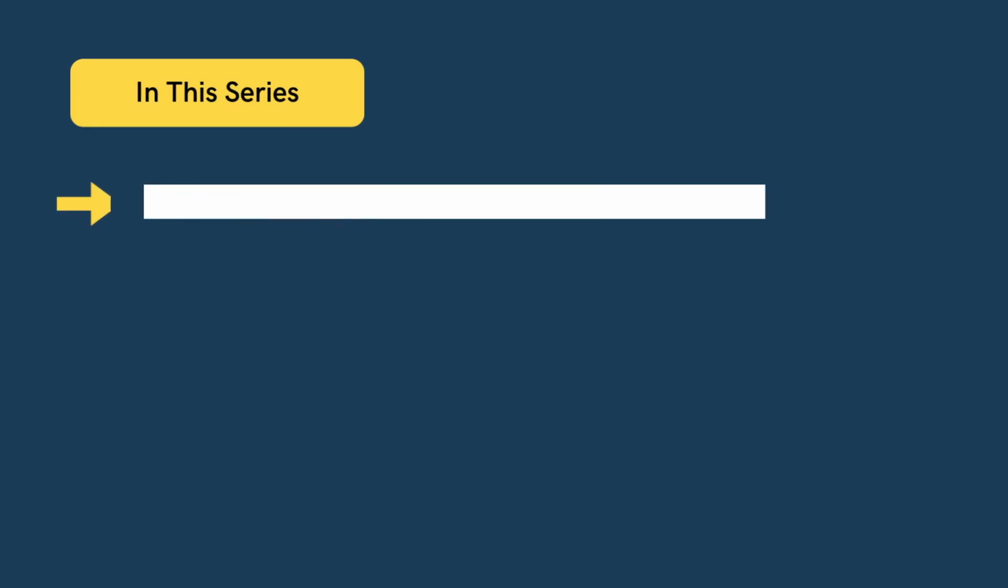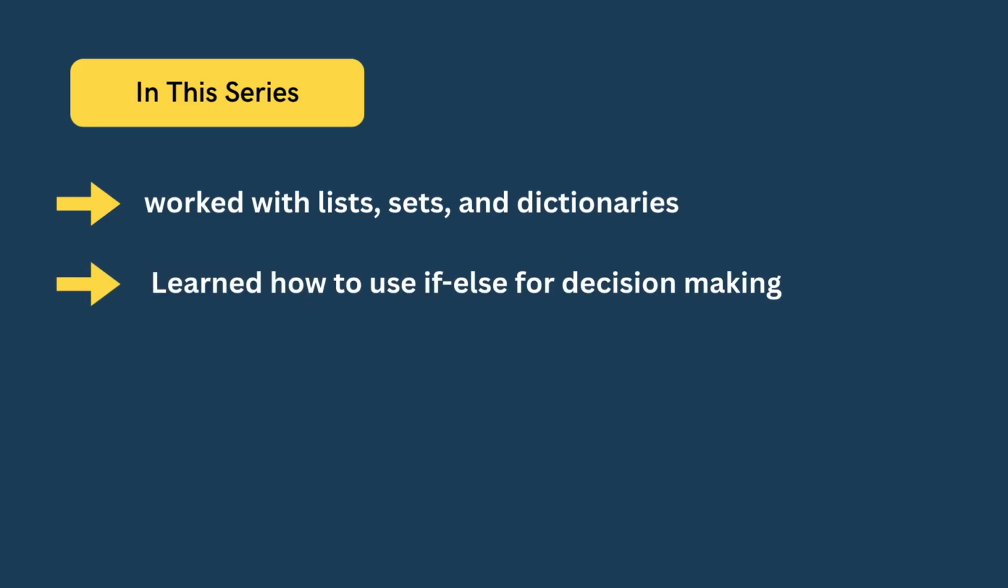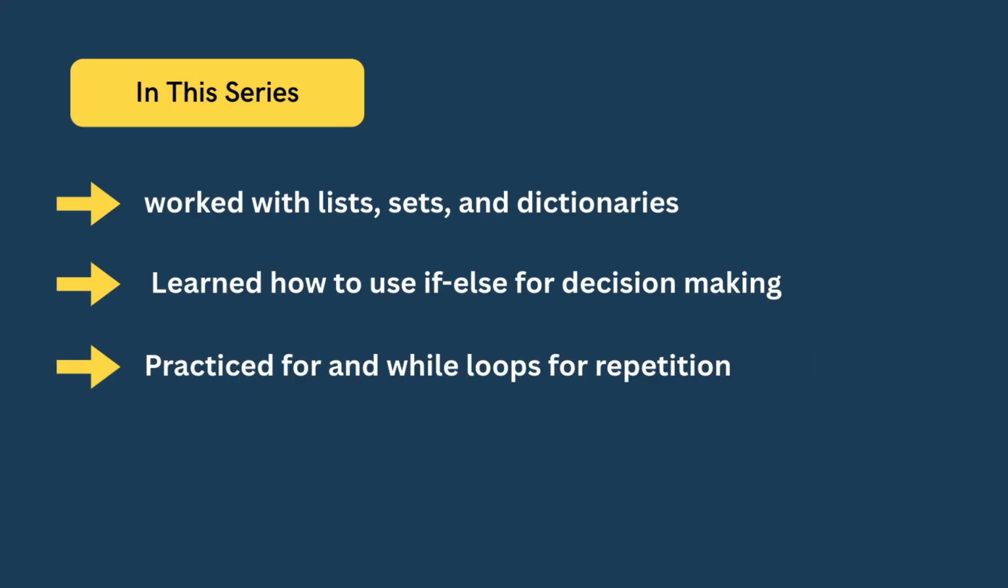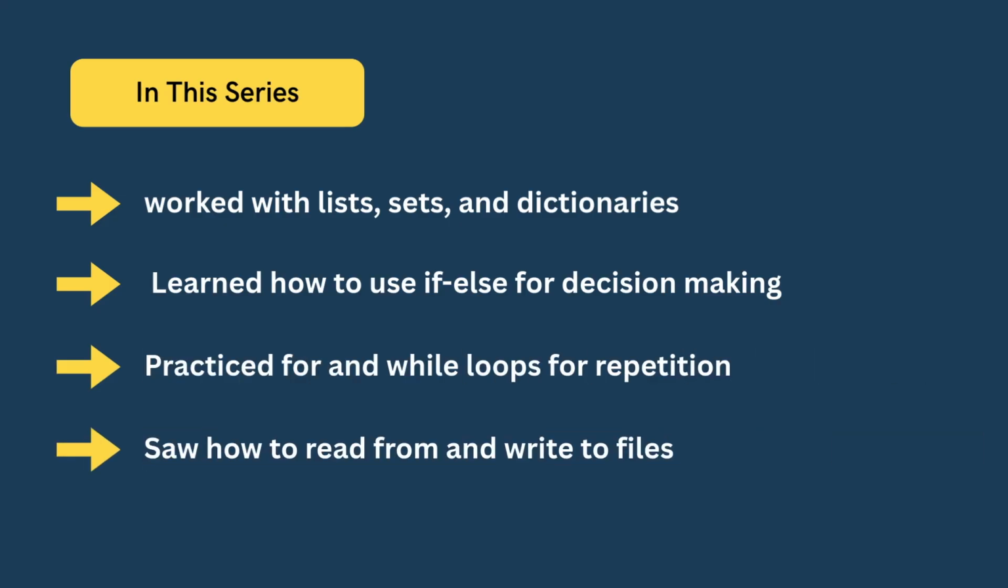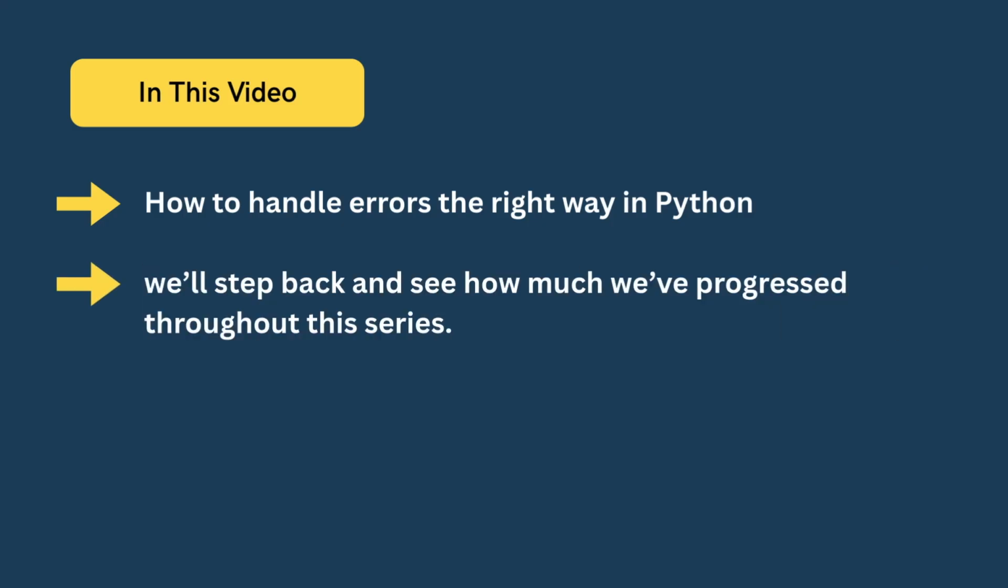So far in this series, we have covered the core building blocks of Python. We worked with lists, sets, and dictionaries. We learned how to use if-else for decision making. We practiced for and while loops for repetition. And we saw how to read from and write to files. In this video, we will learn how to handle errors the right way in Python. And before we close, we will step back and see how much we have progressed throughout this series.